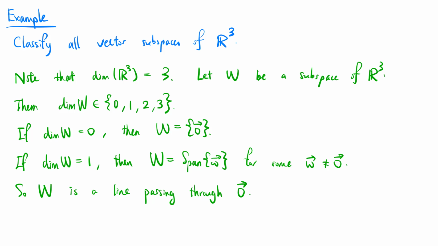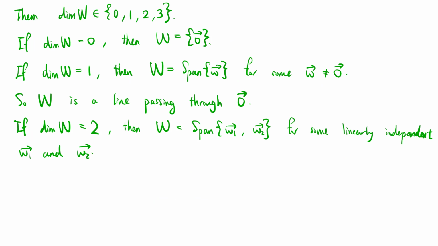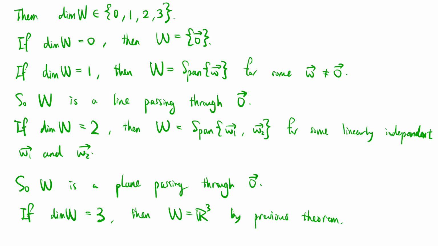So W is a line passing through 0. If the dimension of W equals 2, then W is the span of w1 and w2 for some linearly independent w1 and w2. So W is a plane passing through 0. If the dimension of W equals 3, then we know from the previous theorem that W equals the whole of R3.